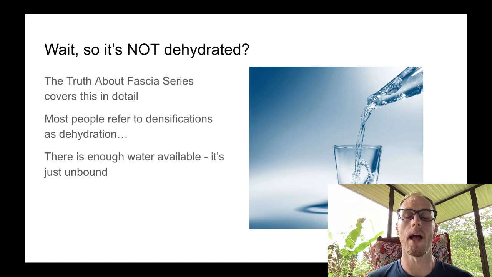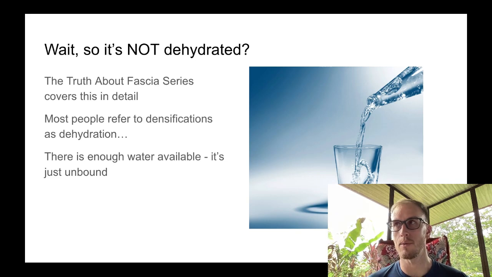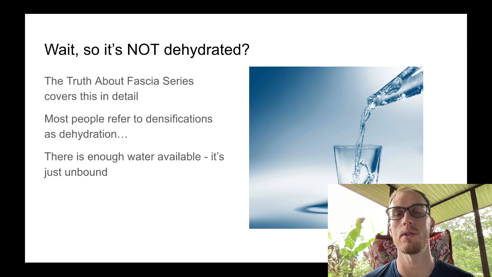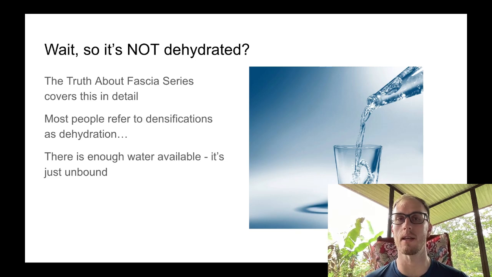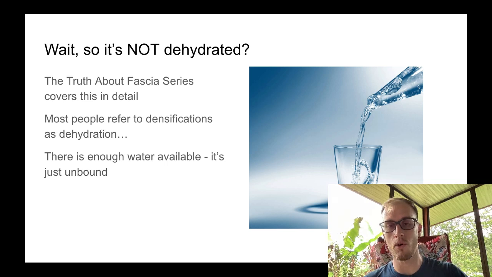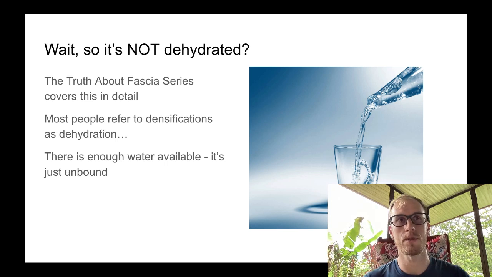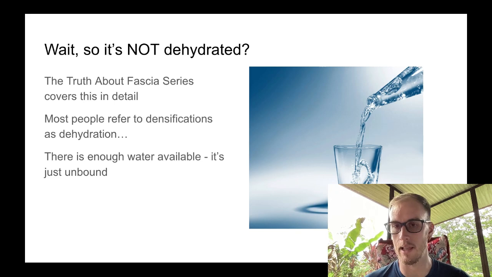And this is important to note because a lot of people are out here suggesting that our densifications are dehydration. Even in the image that you saw before, it is talked about as a dehydration. And I think it's important to step out of that because there is enough water. The water is present in the fascial tissues. And dehydration is a lack of water available. But in our densifications, there isn't a lack of water available in the tissues.